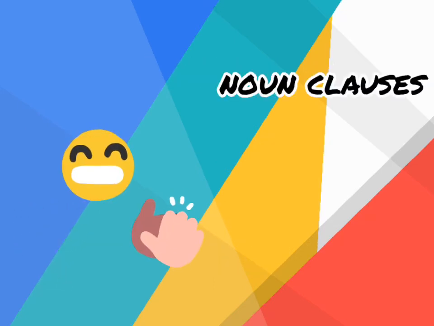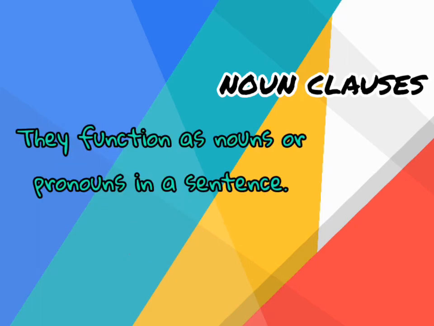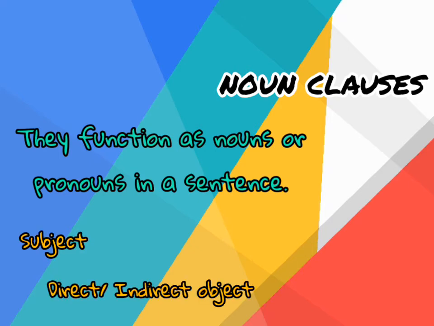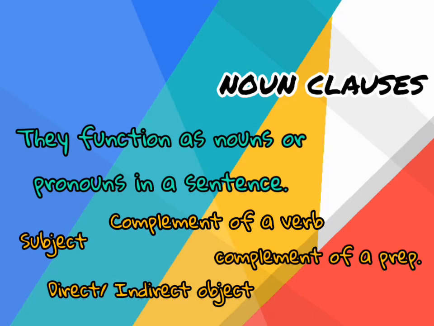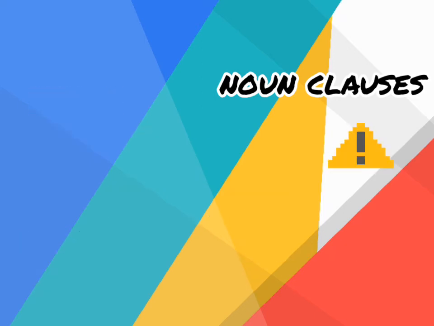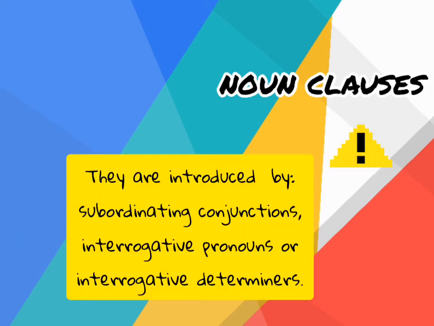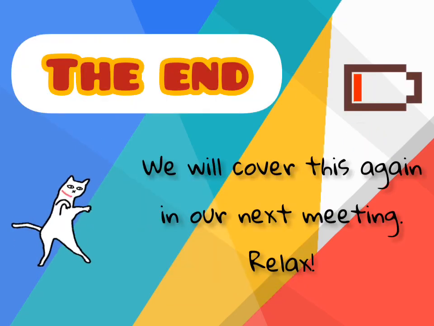Finally, noun clauses, as the name indicates, have functions as nouns or pronouns in the sentence. For instance, they can function as the subject in a sentence, direct object, indirect object, complement of a verb, or complement of a preposition. Noun clauses are typically headed by subordinating conjunctions, interrogative pronouns, or interrogative determiners. We will rediscuss this in our next meeting.